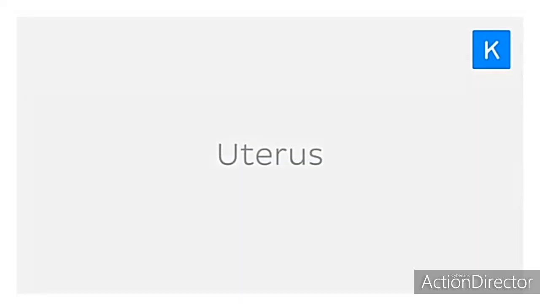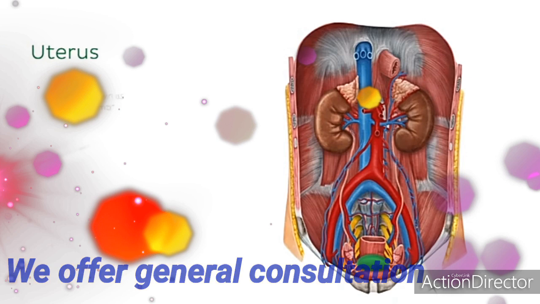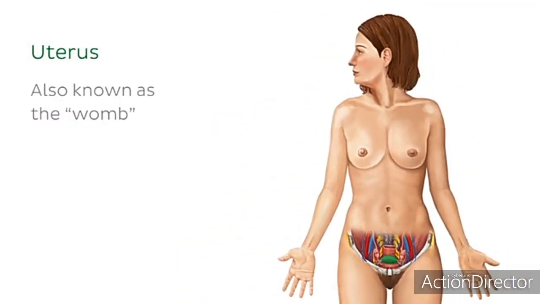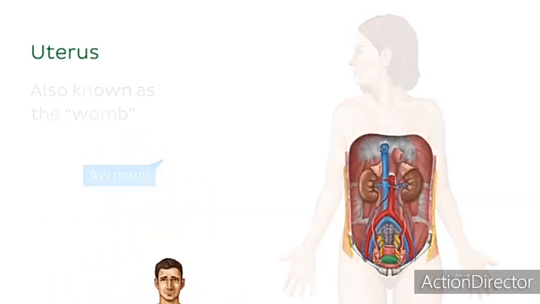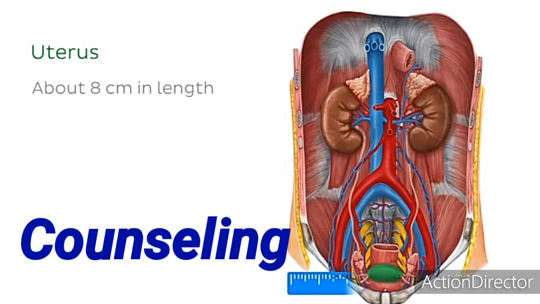Tutorial about the uterus. The uterus, also known as the womb, is located in the pelvic cavity of a female. You could try to look for it in males, but no luck there. It is a thick-walled muscular structure that lies in the midline, as we can see here in our image of the abdominopelvic cavity. The uterus is about 8 centimetres in length, and it's actually roughly the size and shape of an upside-down pear.